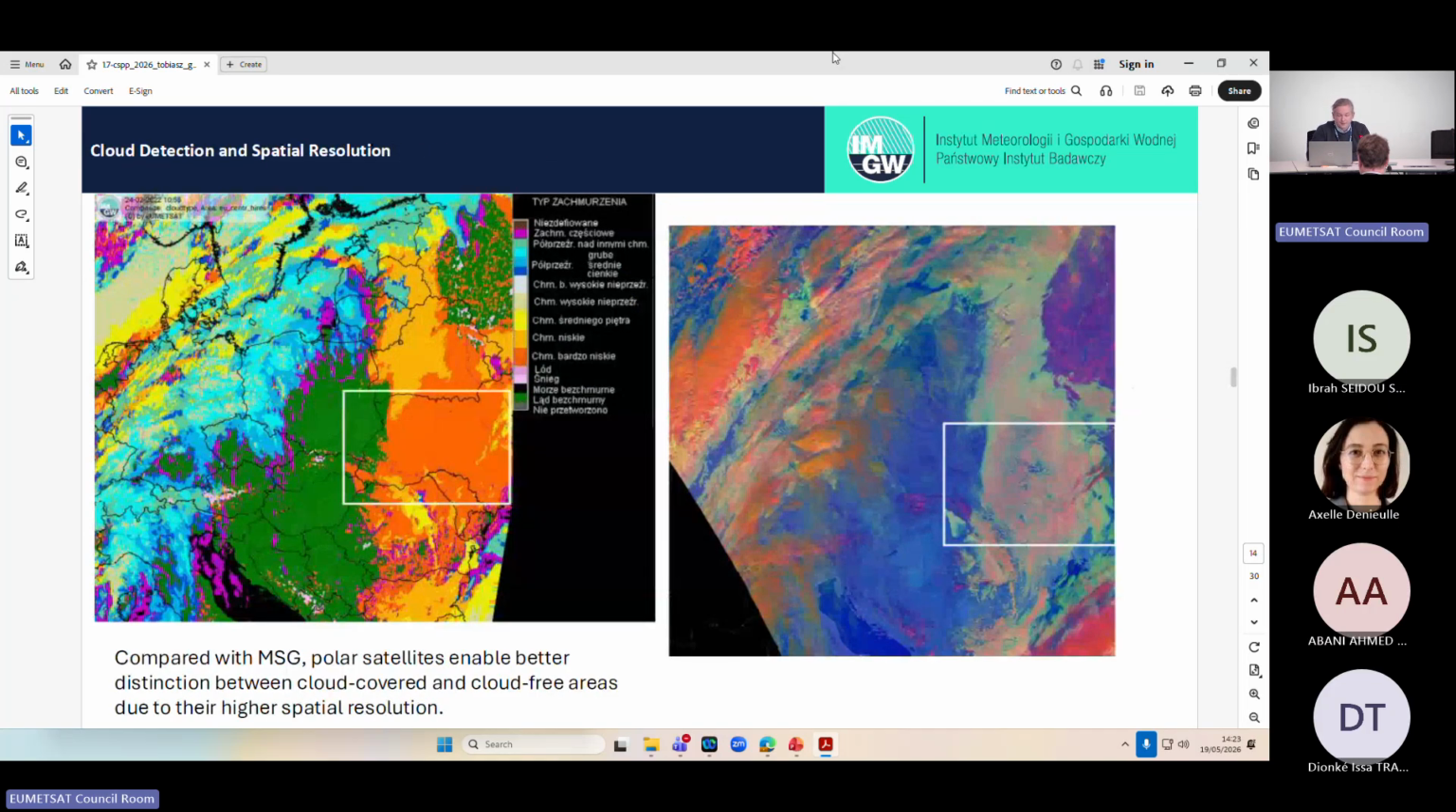Okay, and for the RGB product, we can compare MTG and polar satellite data, and polar satellites enable us to better distinguish between cloud cover and cloud-free areas due to the higher spatial resolution.